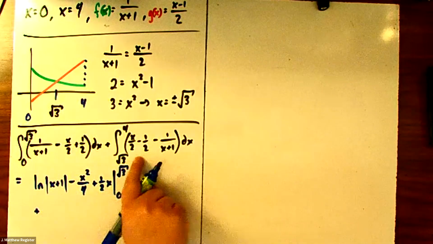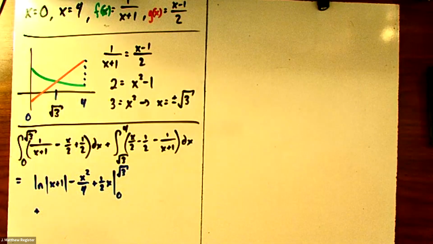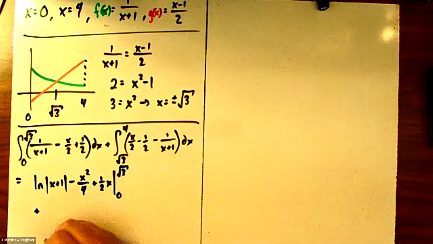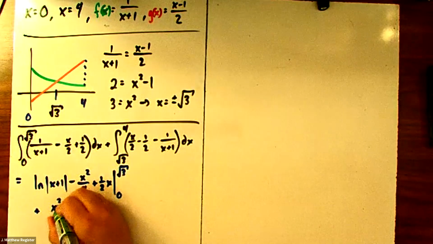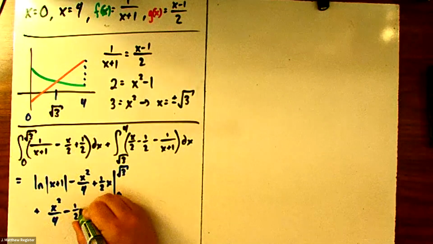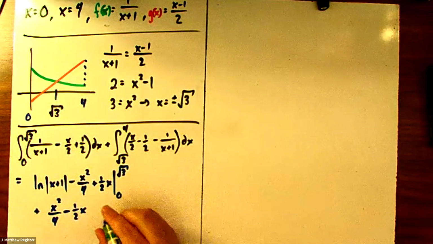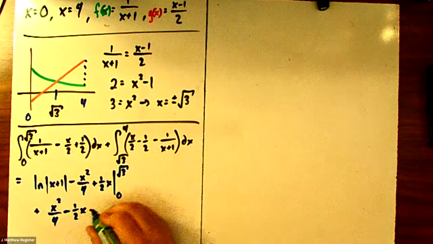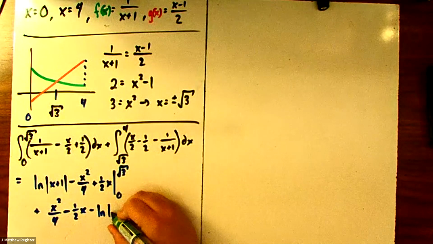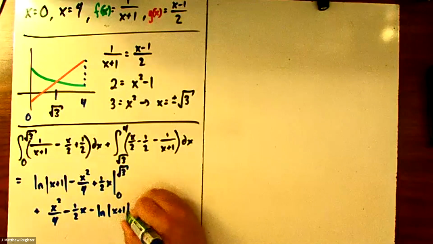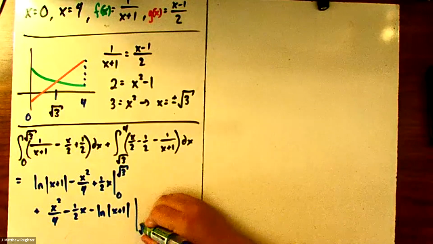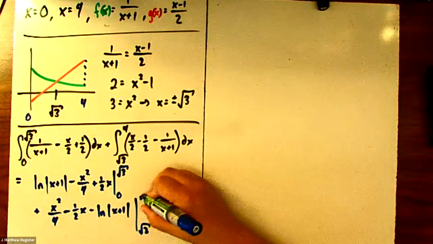Plus, now we have to do the same for the second one. You'll notice the integrals are going to be the same, though. The integral of x over 2 is going to become x squared over 4 minus 1/2 x. And then it's going to be minus a natural log of absolute value of x plus 1. And this one's evaluated from square root of 3 up to 4.